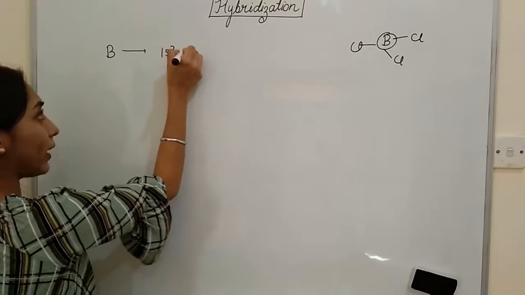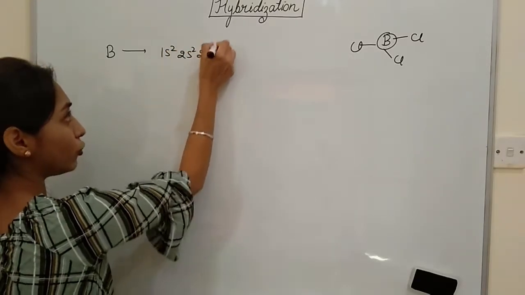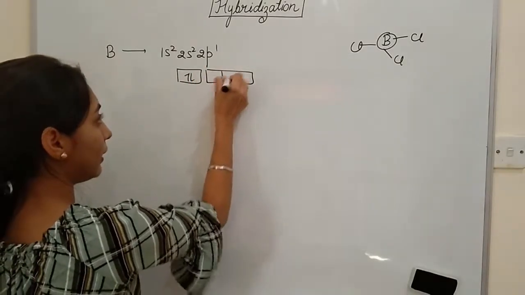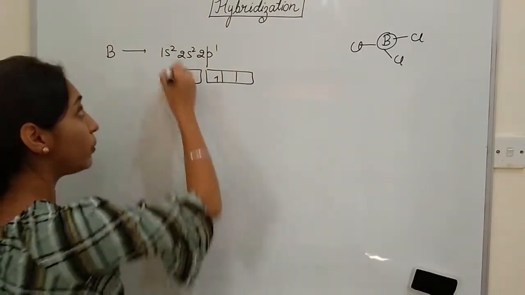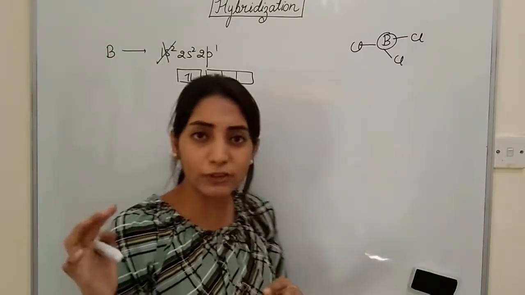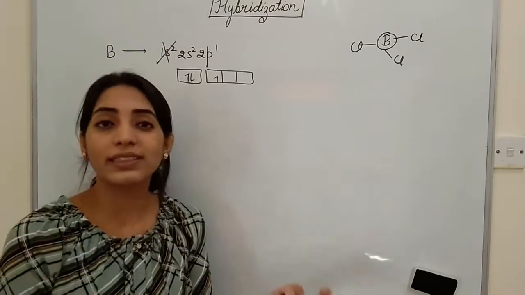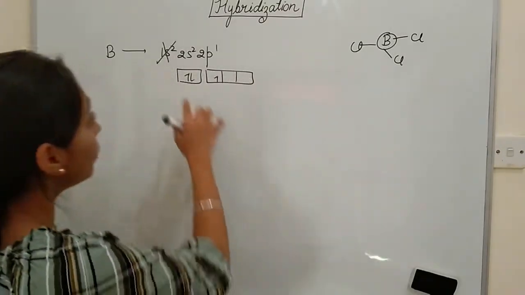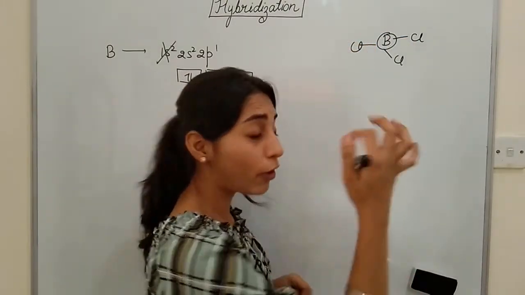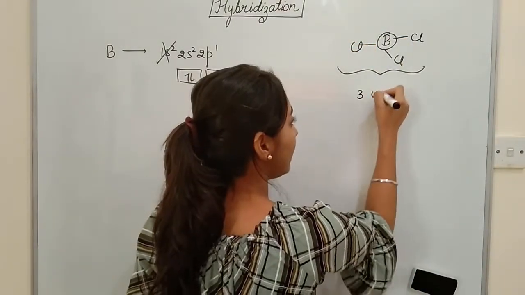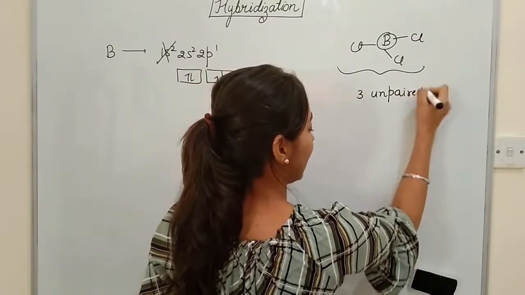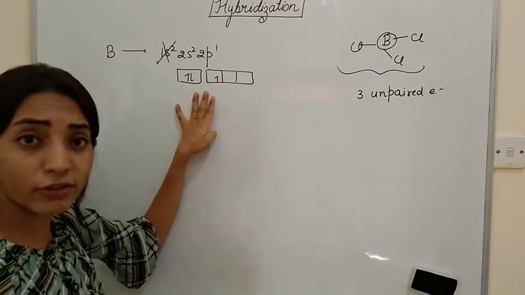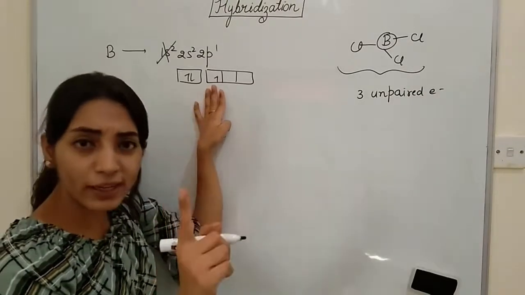We know that it is 1s2, 2s2, 2p1. Let me represent it as 2s2, 2p1. We will never take into account the inner electrons, for reasons I have explained: they are deeply seated close to the nucleus, so more attracted. Now, since boron has to form 3 bonds, 3 unpaired electrons are required. But does boron have 3 unpaired electrons? No, I can see just 1 unpaired electron.